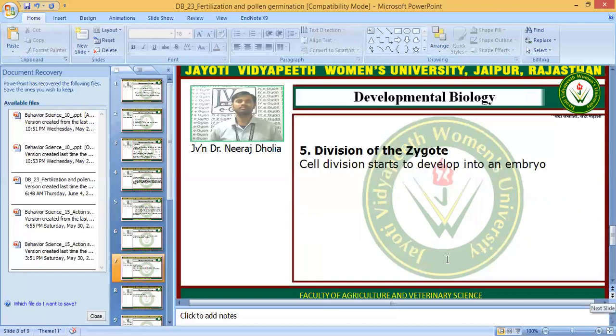The next step is division of the zygote. The division starts to develop an embryo.